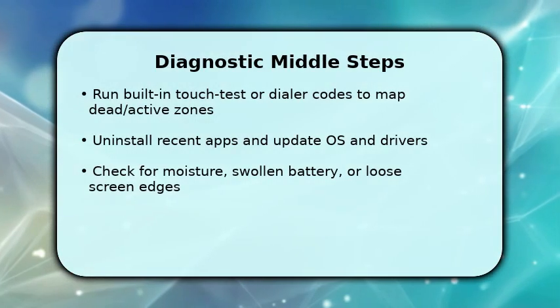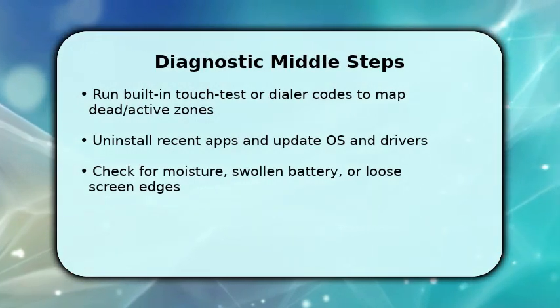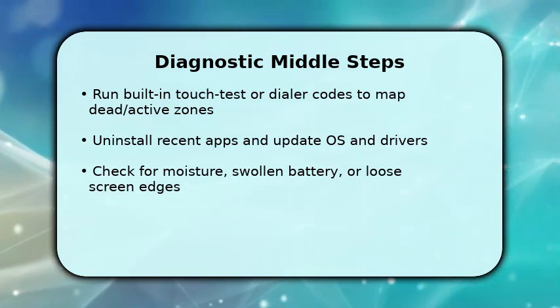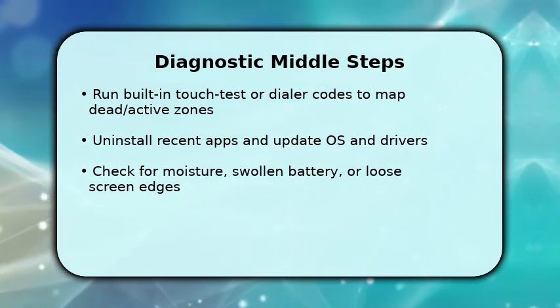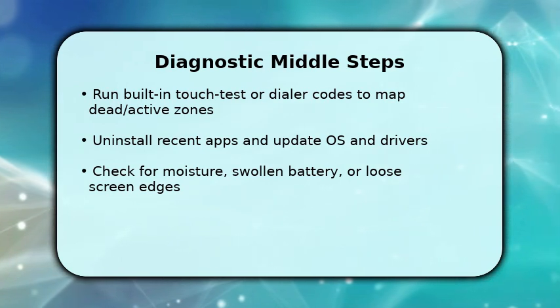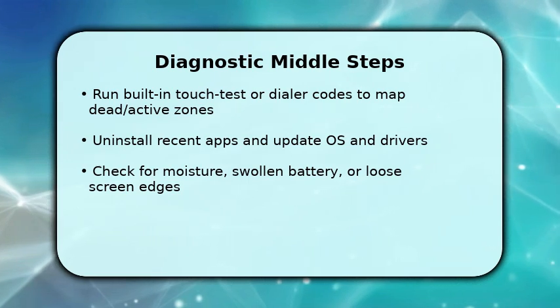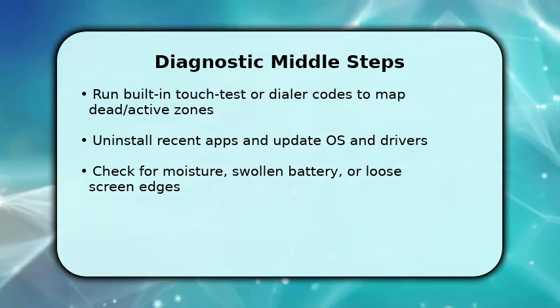You now perform deeper diagnostics. Open the service menu or a touch test app to map where the screen registers inputs. If you find hotspots, note their locations. Uninstall recently added apps and update the OS and firmware, because software conflicts often cause errant touches.